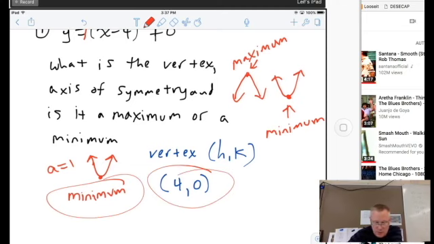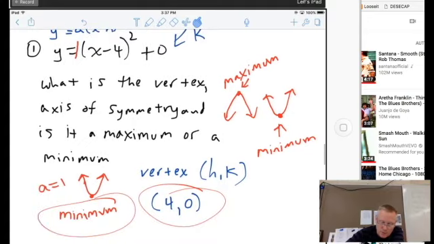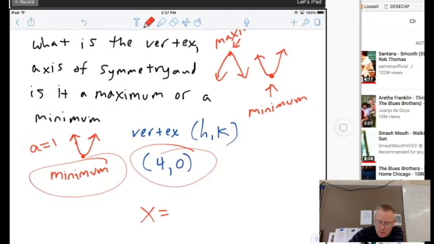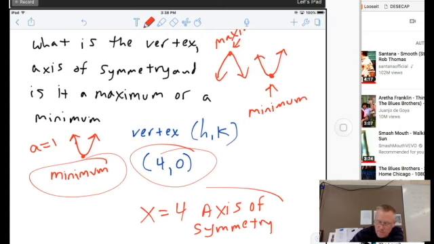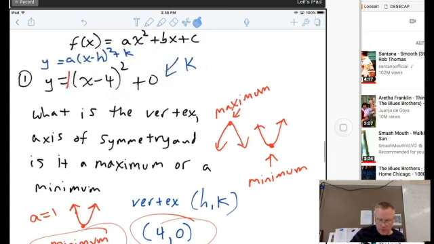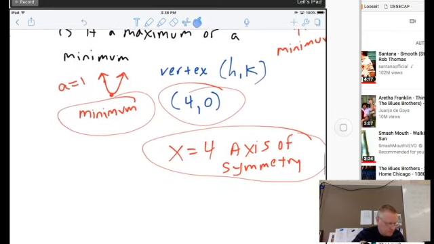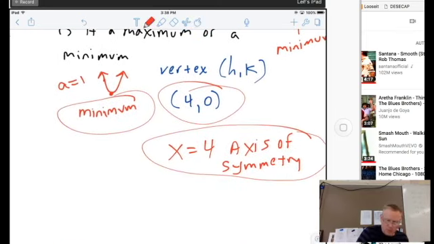Oh, and the axis of symmetry is x equals h, which means x equals 4 is the axis of symmetry, because I already found out that 4 was h, okay? All right, so that's the first one. Number 2.